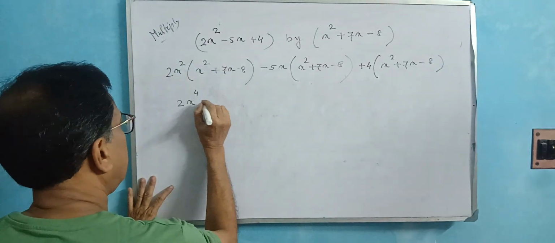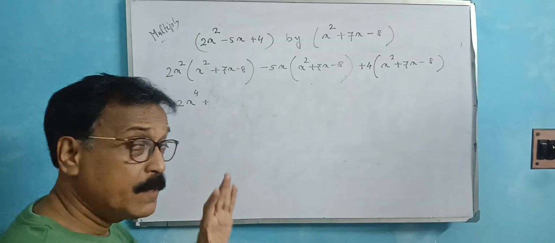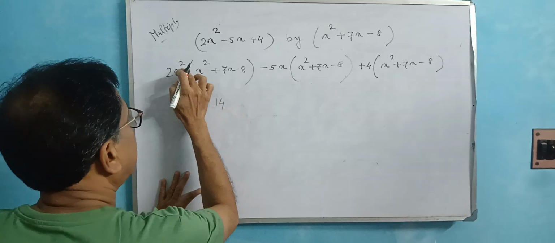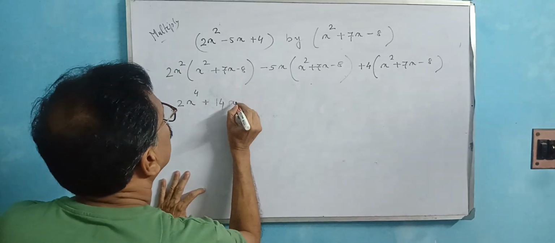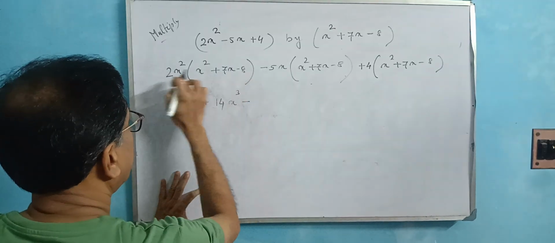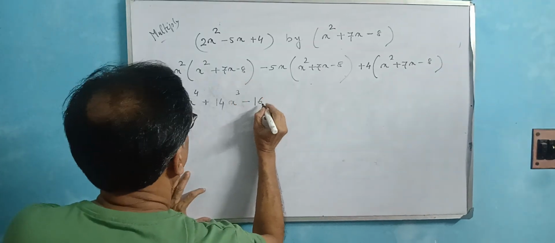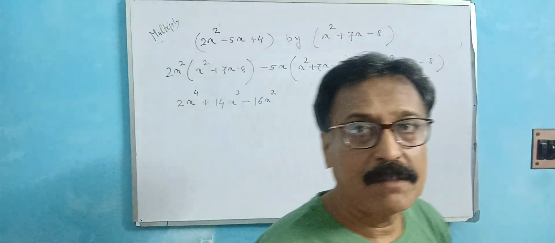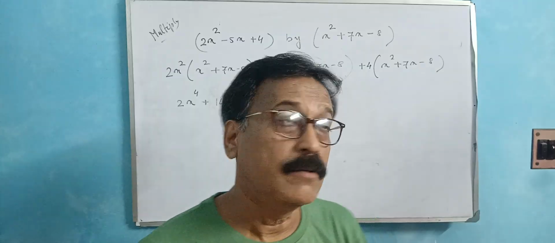Now the plus. Very easy. Just don't be confused. 7 ones are 7, 7x. X square and x, so x to the power 3. Now plus minus 8 ones are minus 8 x square. Be careful in case of sign, in case of multiplication. Okay? No problem at all.